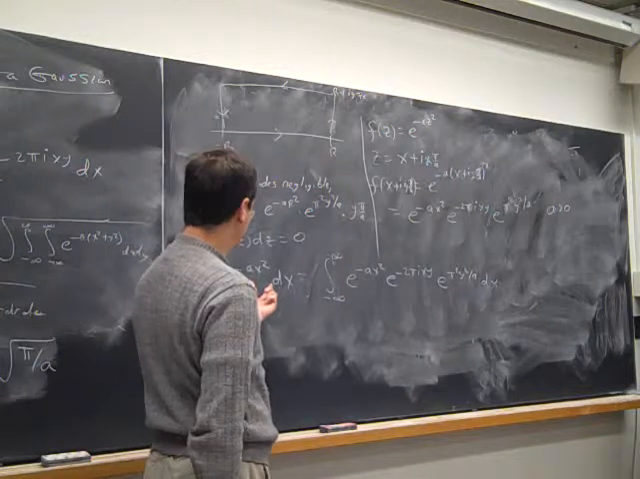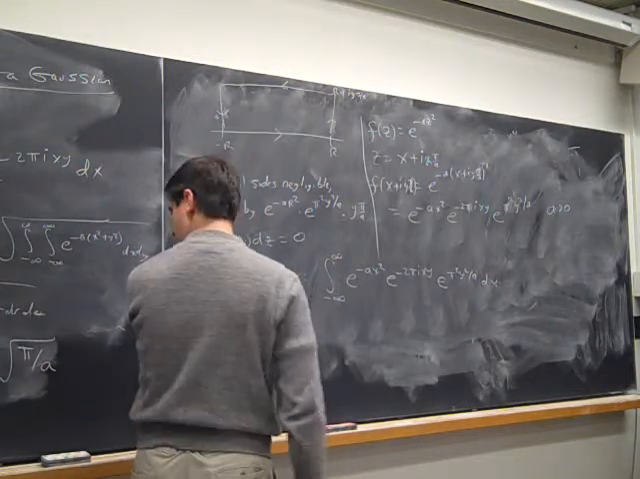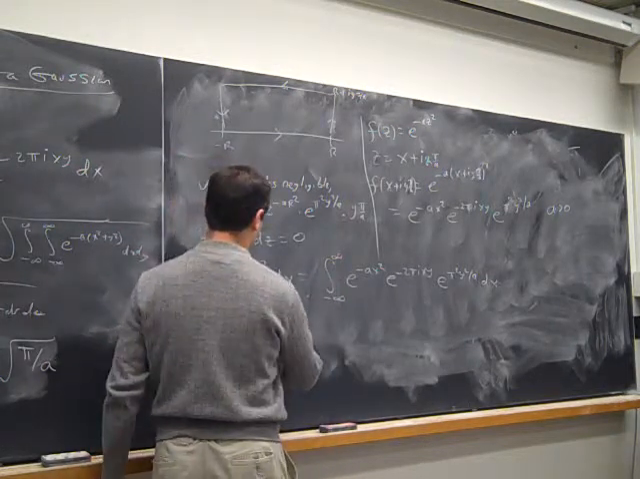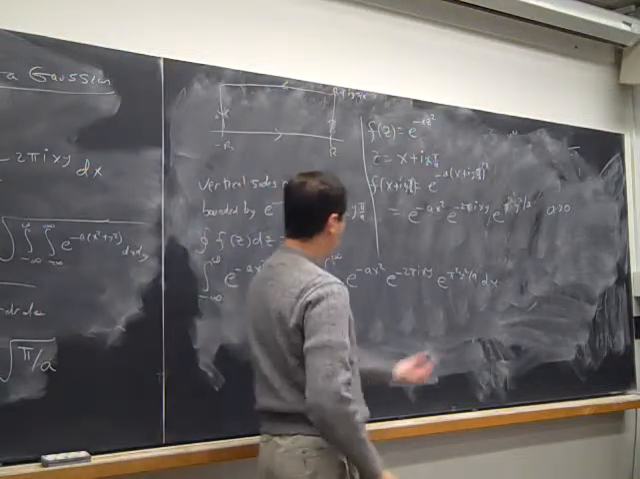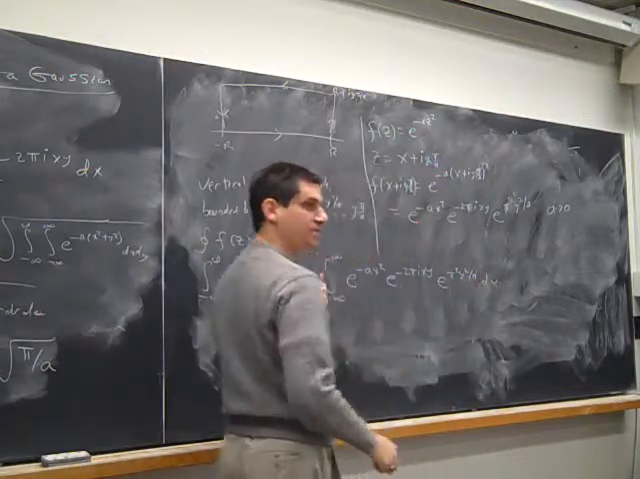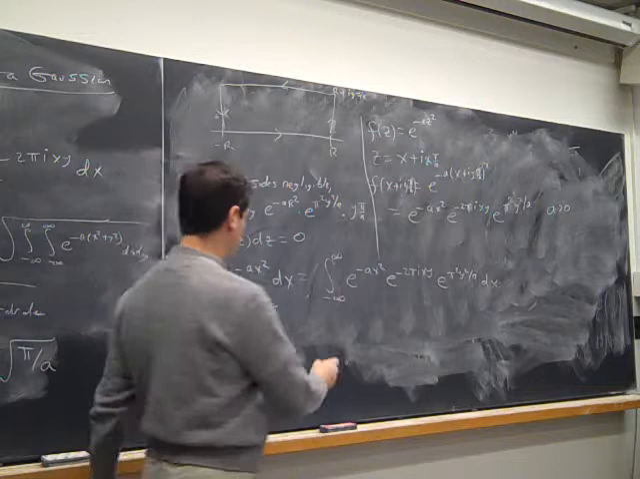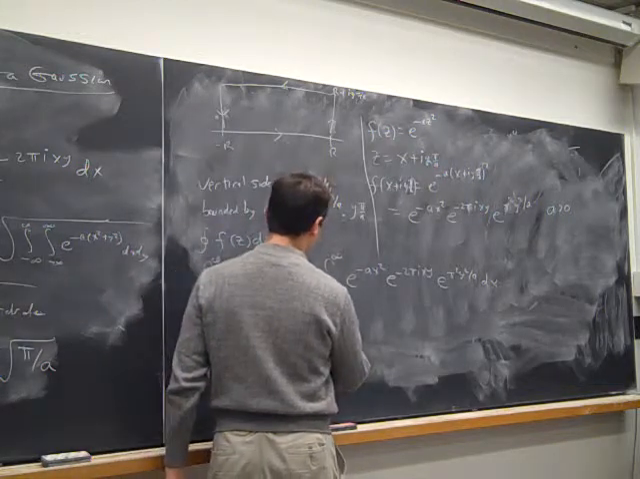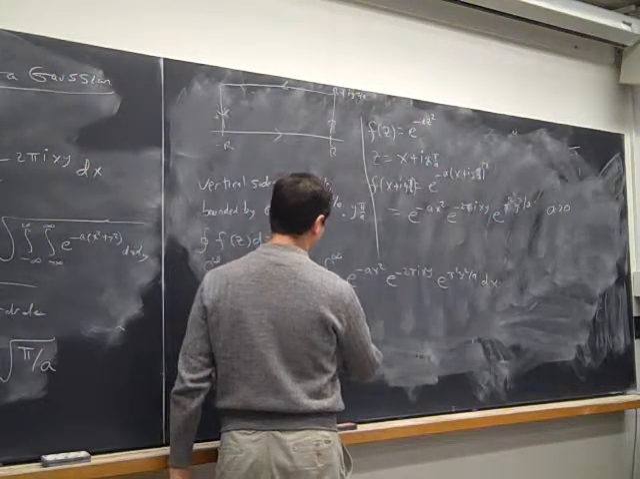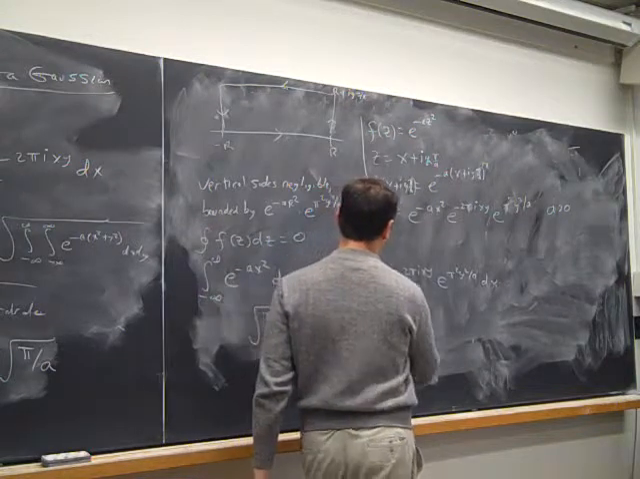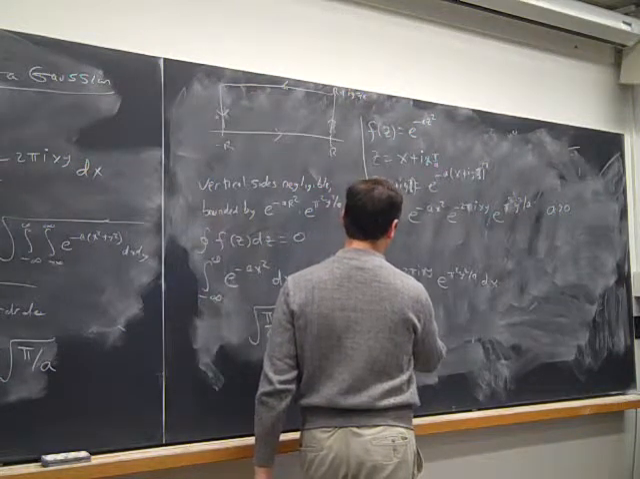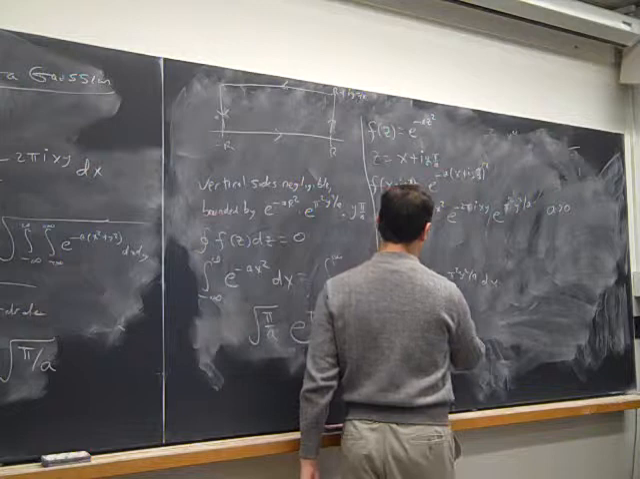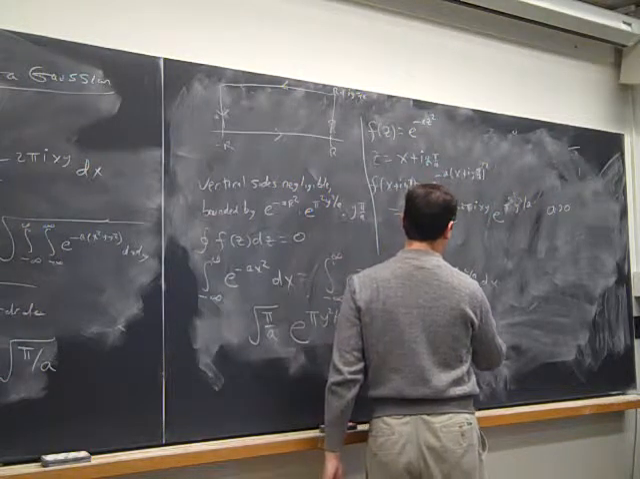Well, this integral here is just the square root of pi over a. We bring this exponential to the other side because it has no dependence on the integration. E to the pi squared y squared over a, and that's equal to the integral from minus infinity to infinity of e to the minus a x squared, e to the minus 2 pi i x y.